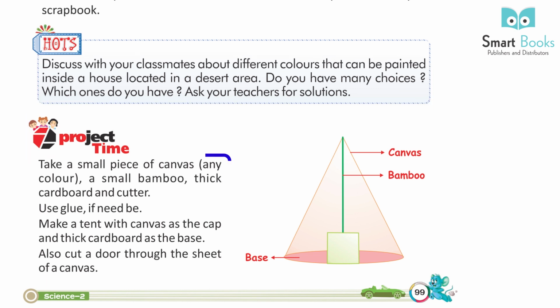Project time. Take a small piece of canvas, any color, a small bamboo, thick cardboard and cutter. Use glue if need be. Make a tent with canvas as the cap and thick cardboard as the base. Also cut a door through the sheet of canvas.